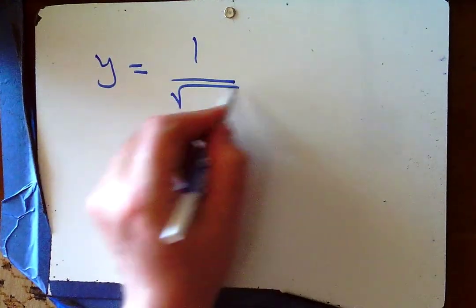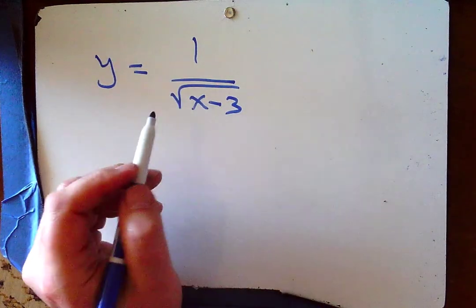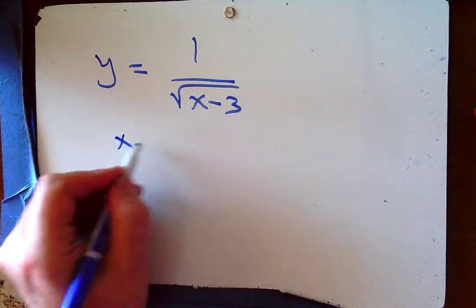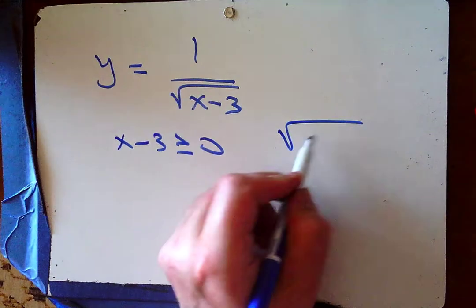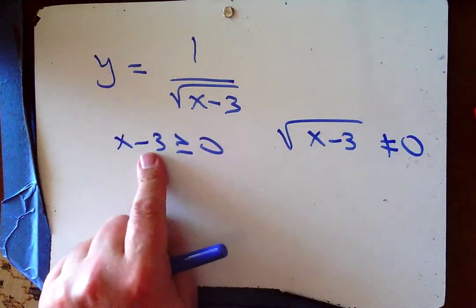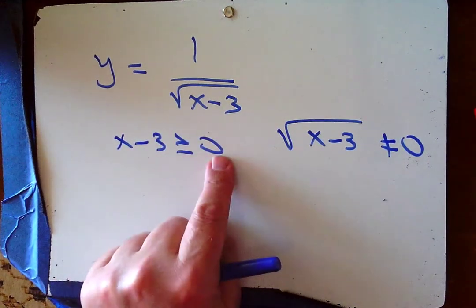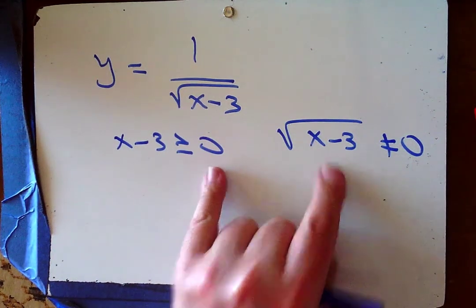What if we consider a hybrid? Y equals 1 over square root of x minus 3. Well, I know that I've got stuff under a radical, but I also know I've got stuff in a denominator. So this thing under the radical says can be equal to 0, but this one says no, you can't be equal to 0. And I'm wondering how I'm supposed to resolve that conflict.